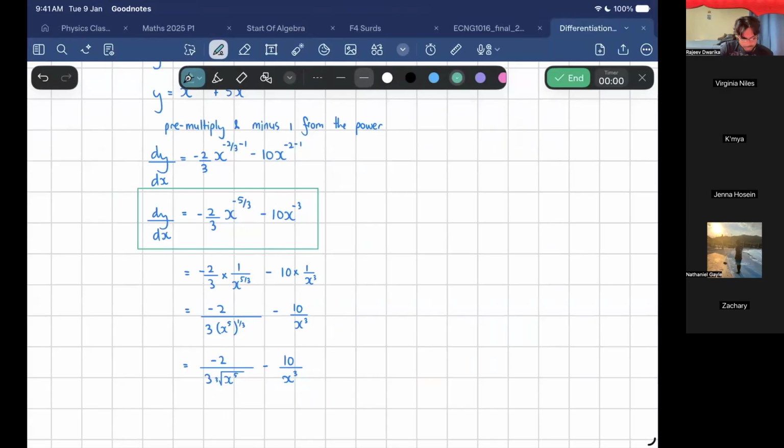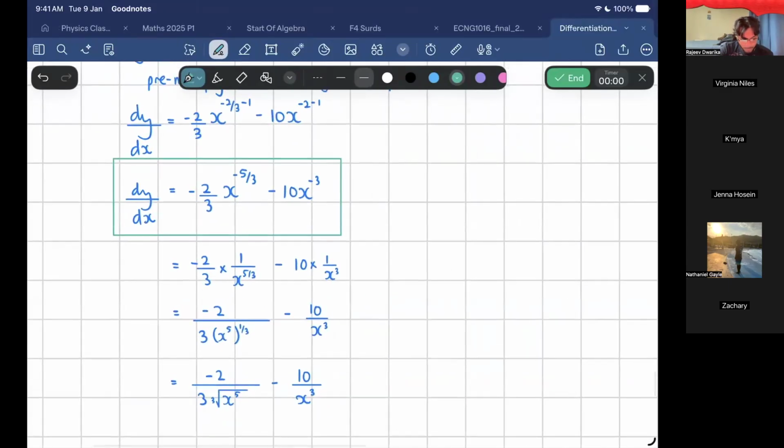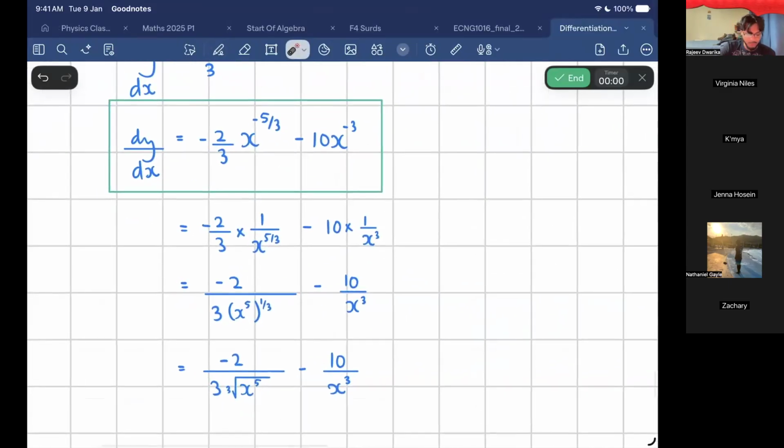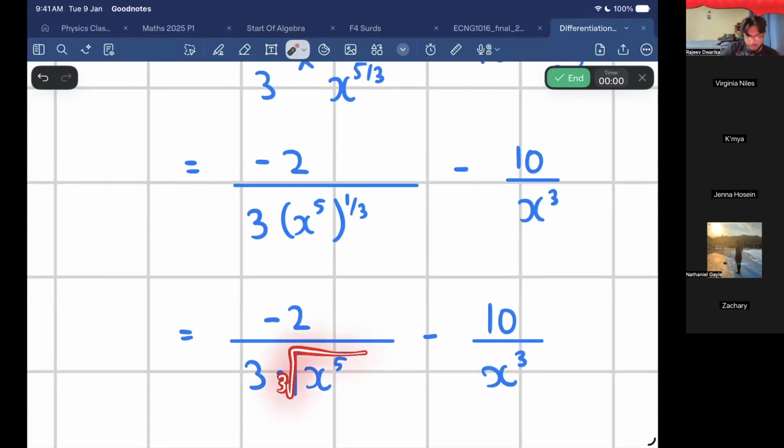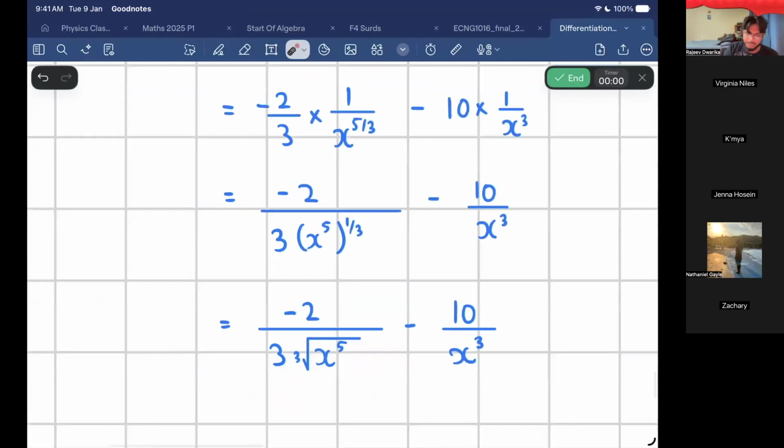Right? So, do you all understand what I did here? Let me ask you a question. Come on, what was I raising to the power a third? x to the power of 5. x to the power 5. So if I was raising x to the power 5 to the power a third, then that's cube root of x to the power 5. You understand? Yes, sir. Alright, that's it.